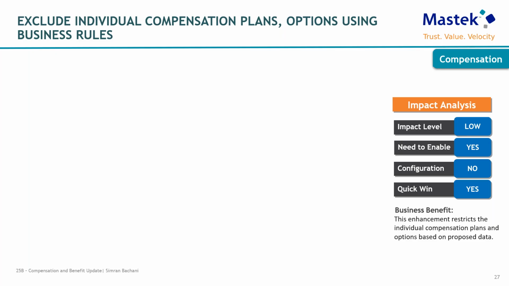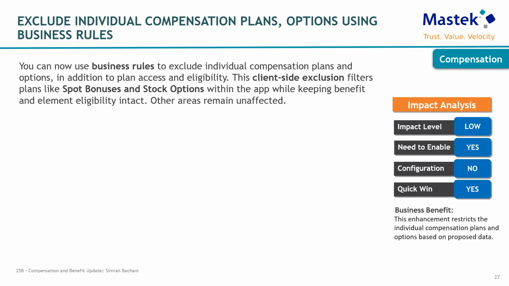Moving on to next, exclude individual compensation plans and options using business rules. This enhancement allows you to exclude individual compensation plans and options using business rules, offering greater flexibility compared to the previous method of restricting access through plan eligibility. The exclusion applies at the client side, filtering based on benefit and element eligibility within the app, while behavior in other areas remains unchanged. This ensures more controlled and customized management of compensation plans and options.